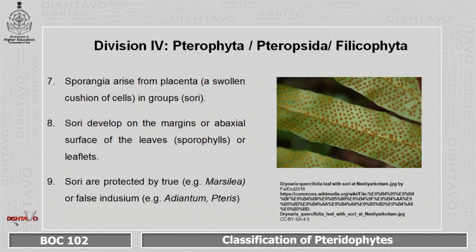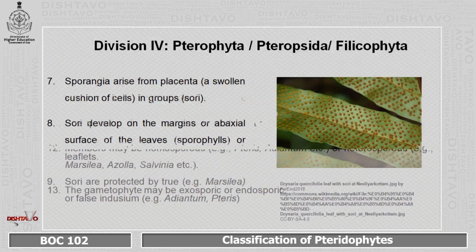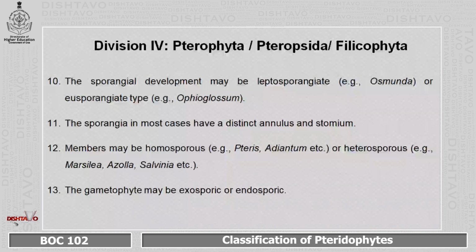Sporangia arise from the placenta in groups known as sori. The sori develop on the margins or abaxial surface. Seen in the picture are sori on the ventral side of the leaf. These sori are protected by an indusium, a true indusium in the case of Marsilea, a false one in the case of Adiantum and Pteris. The sporangial development may be either leptosporangiate or eusporangiate. In most cases, the sporangia have a very distinct annulus and a stomium.